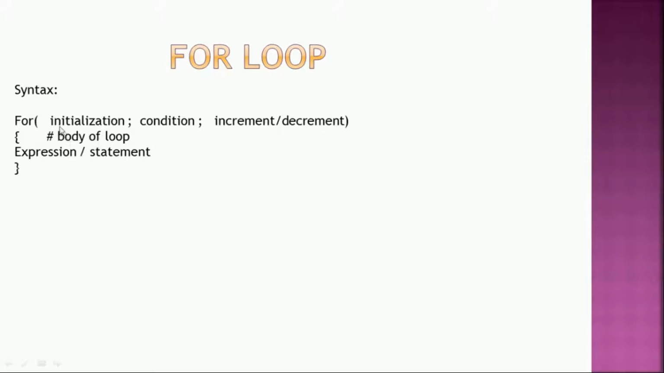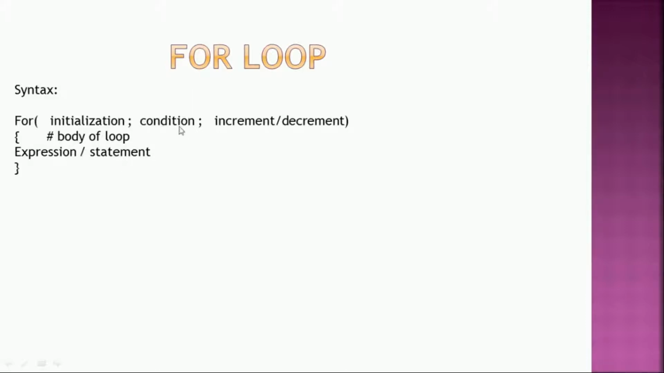Now first, in the initialization part, the loop control variable gets initialized with a certain value, and then the condition is checked. A test condition is given, and this condition is checked. If the condition holds true, it allows the program to enter inside the body of the loop, and whatever statements are written get executed. After the statements are executed, the control goes to the update part, that is increment or decrement. After increment or decrement, again this condition is checked. If the condition holds true, it will enter. If the condition is false, it will not enter.